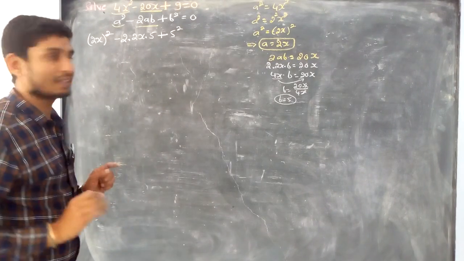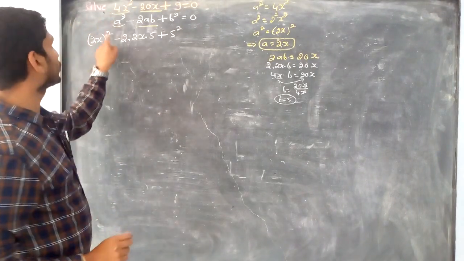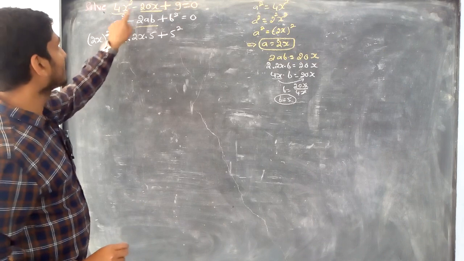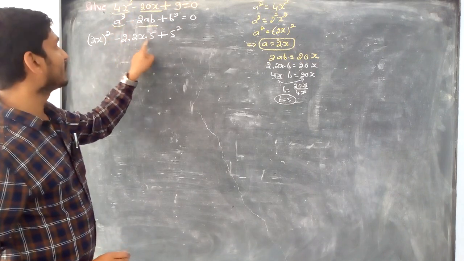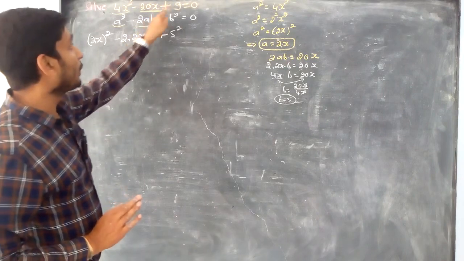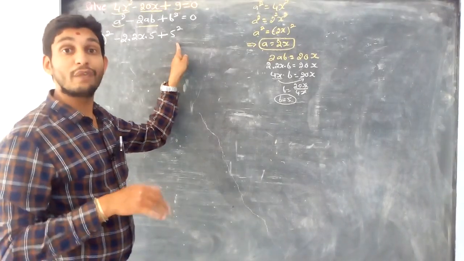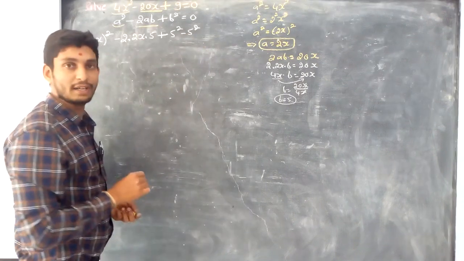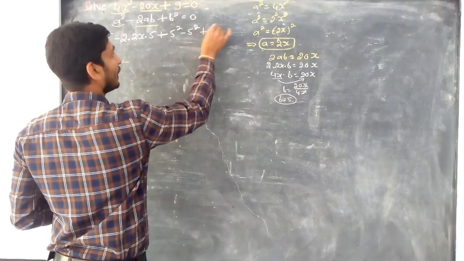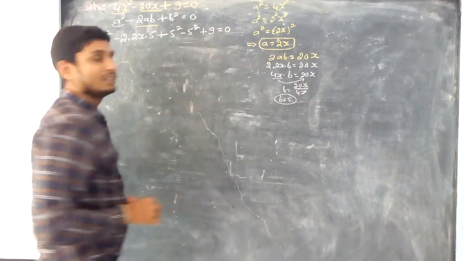Now we did a mistake. See, 4x square, plus 2x whole square is 4x square only. Minus 20x, yes, 2 into 2 is 4, 4 fives are 20x, that is written correctly. But plus 5 square should have come, and since we did not, to correct the mistake you have to write minus 5 square. Then plus 9 is there. Write plus 9 equals 0.